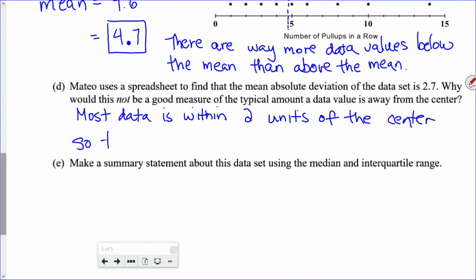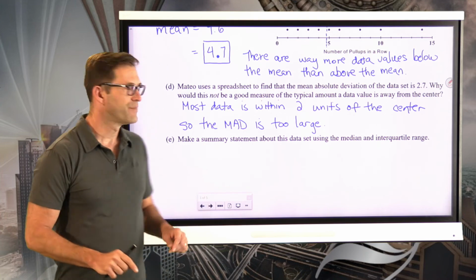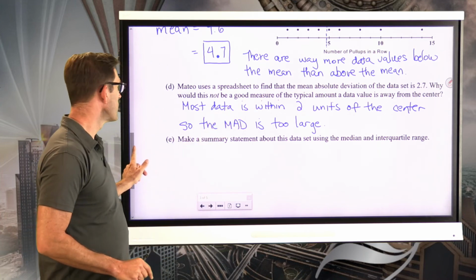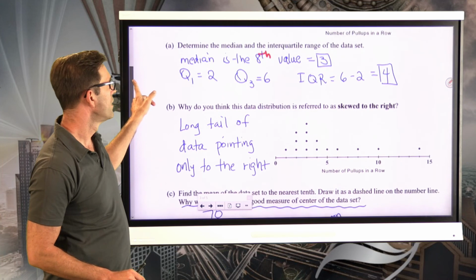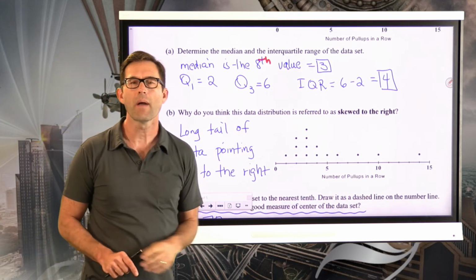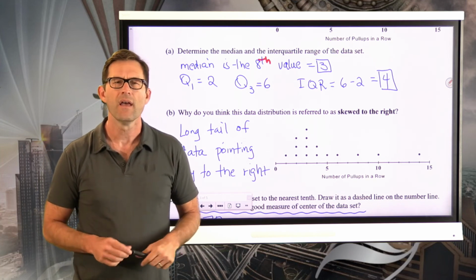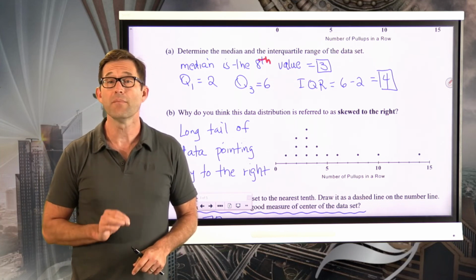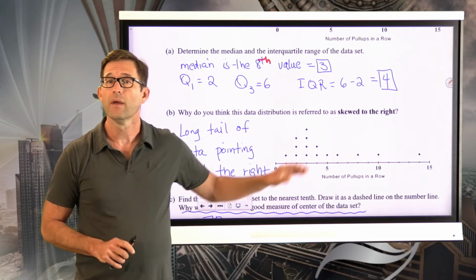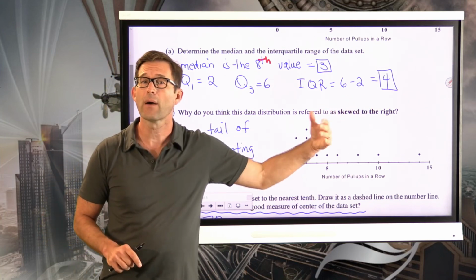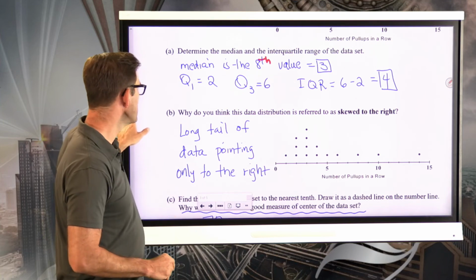So the MAD is too large, just like the mean. Side note, the MAD in this case is 2.7. What was our IQR? Our IQR was 4. And remember, in a typical data set, one that's symmetric, no skew or anything like that, the MAD tends to be just a little bit bigger than half the IQR. Now the IQR is 4, half of that would be 2. Here, our MAD is almost 3.